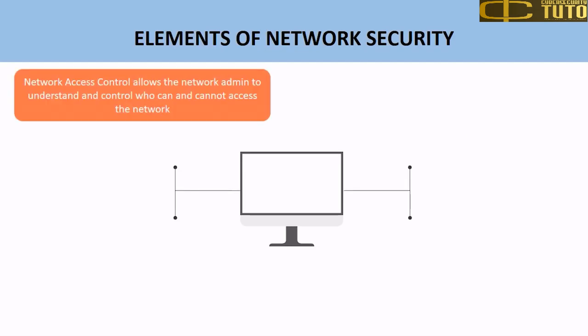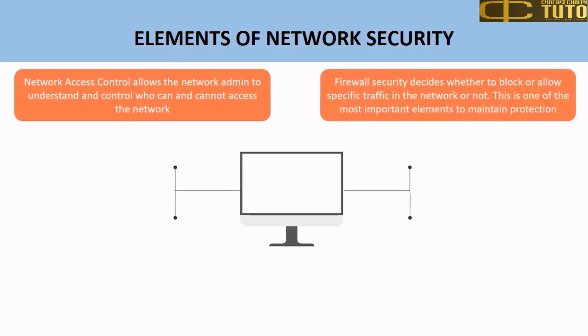Network access control allows the network admin to understand and control who can and cannot access the network. Firewall security decides whether specific traffic in the network has to be blocked or allowed. This is one of the most important elements to maintain protection.